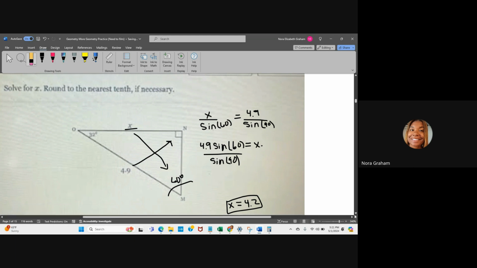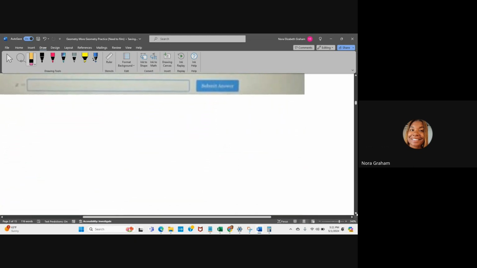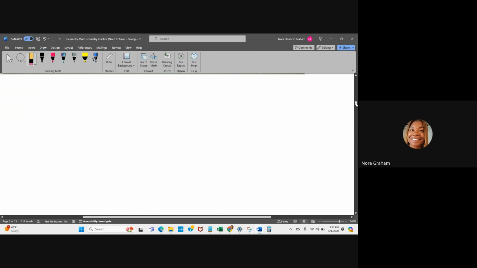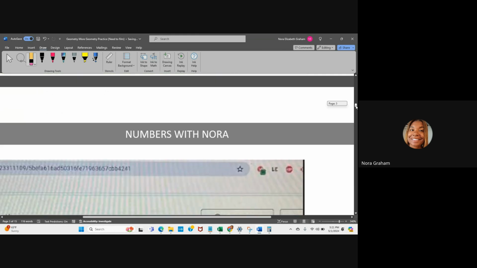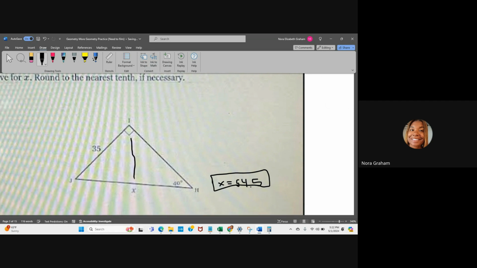Okay. Let's go ahead and do one more. All right, for this one, we have to find x again. And again, we're going to use law of sines. So I look at my corresponding side and angles. I have x over sine of 90. My side I'm trying to find is x. My angle that is corresponding to that is sine of 90.